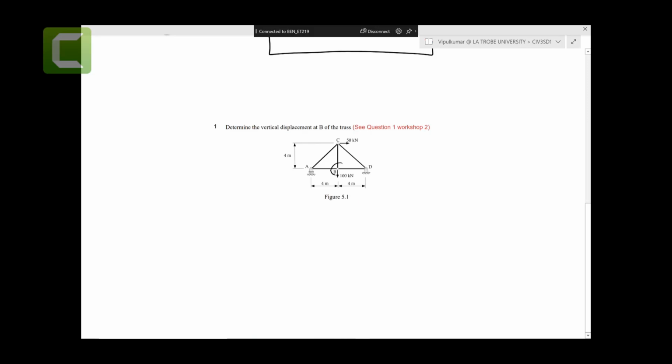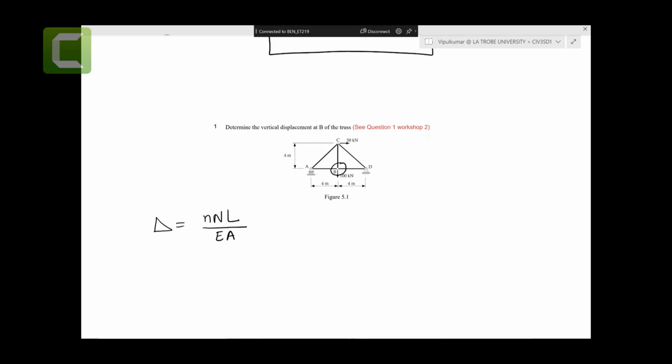Displacement at B. So we need to find the displacement at point B here, right? We have the equation delta equals small n capital N L over E A, right? That is the axial stiffness, and that is a very simple equation. That is the only equation we come across with the virtual work method.